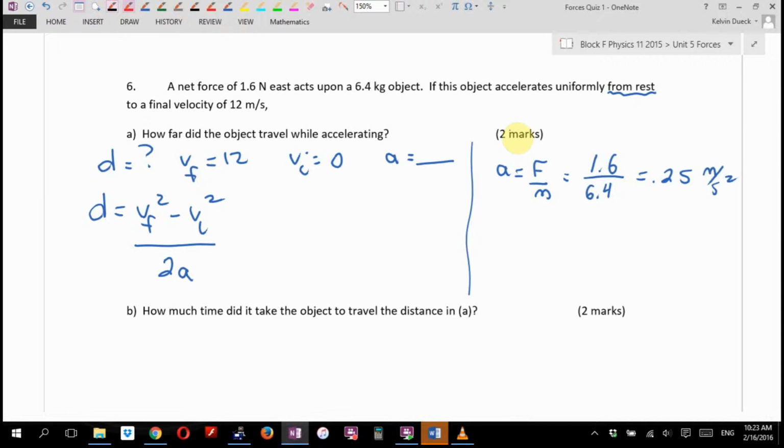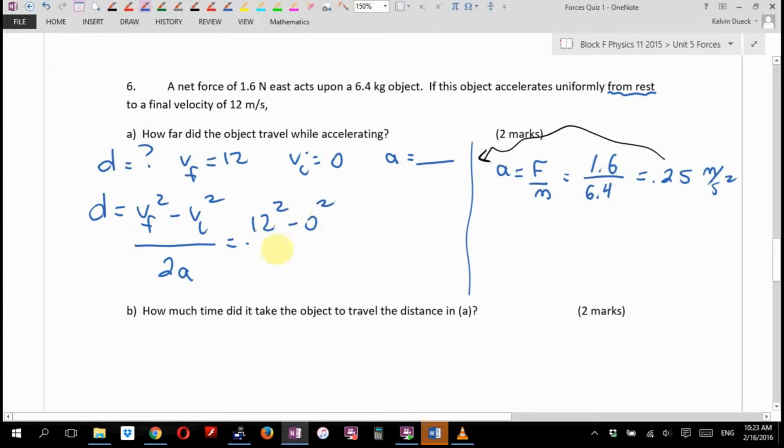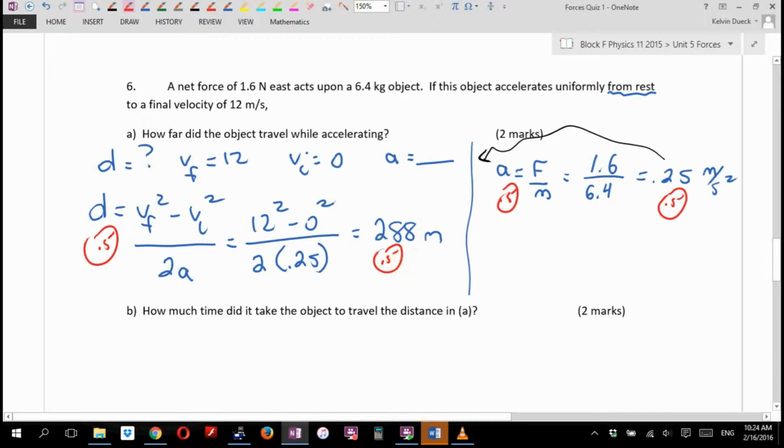Now, plug it over there. So it's going to be 12 squared minus 0 squared all over 2 times 0.25. You know what? I think I can do this in my head because 12 squared is 144. 2 times 0.25 is 0.5. Dividing by 0.5 is the same as timesing by 2. 288 meters, yeah? So if you got that, 2 out of 2. Otherwise, I'd give you a half mark if I saw that equation, a half mark if I saw that, a half mark for finding the acceleration, and then a half mark for plugging the acceleration in successfully.